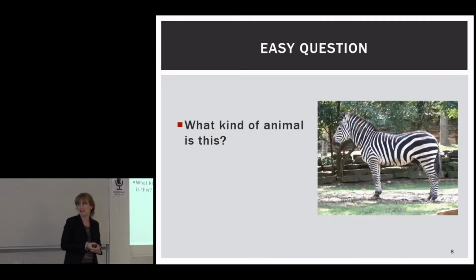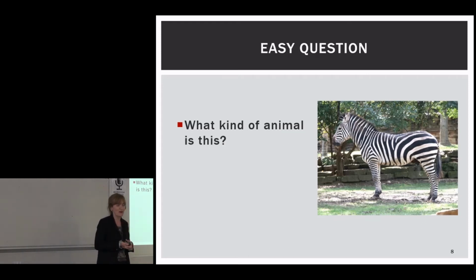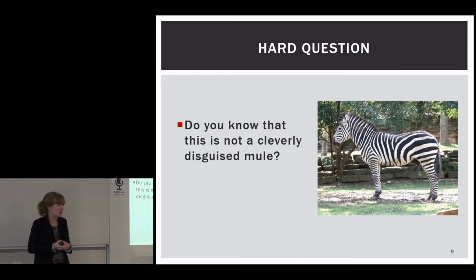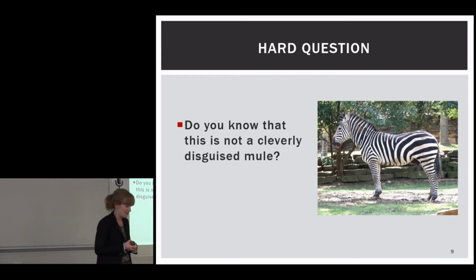Similar kind of example. You look at this and you can identify it easily as a zebra. But then you introduce the concept of the cleverly disguised mule, where we say, look, with a bit of body paint and veterinary hairstyling, we take an animal which is in fact a mule, and we convert it in such a way that a photograph of that disguised animal from about this distance would be pixel by pixel indistinguishable from the friendly zebra we saw on the last slide.